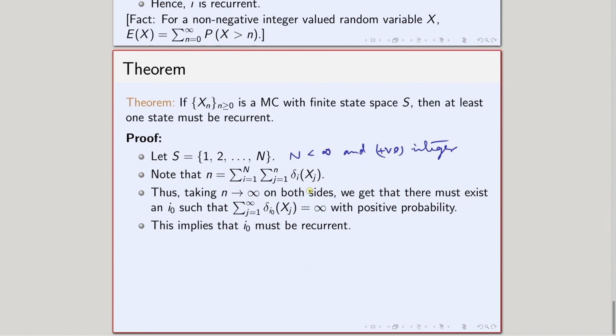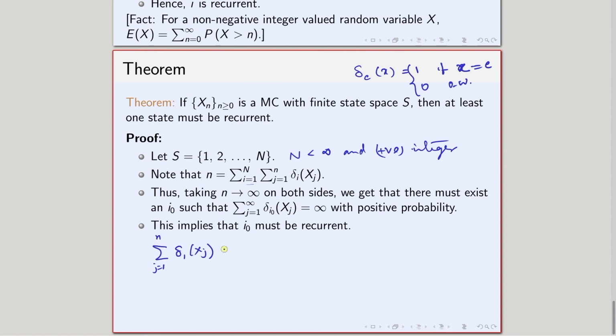Now, look into this expression. Let us first decode the right hand side, the inside one. If I take i equals 1, the inside summation is the summation over j equals 1 to n of delta 1 xj. What is that? Recall that we defined delta c x equals 1 if x is equal to c, and 0 otherwise. So delta 1 xj is 1 if at time step j I visit state 1. Otherwise this quantity takes value 0.